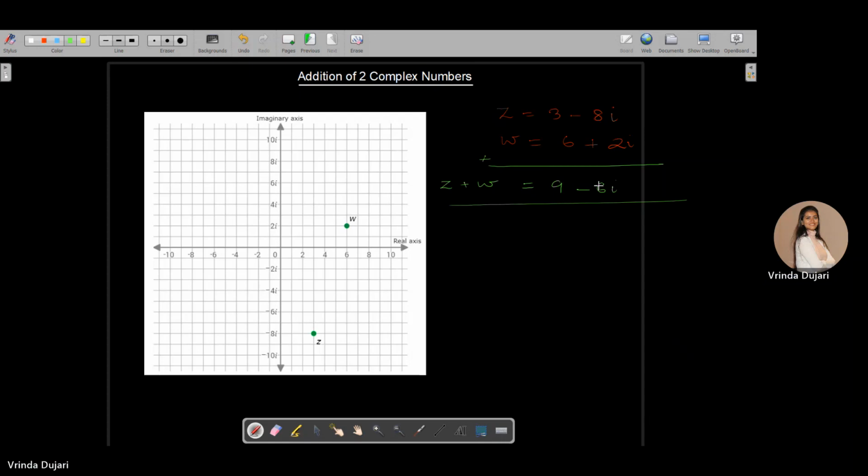But now, if you're not allowed to do it arithmetically and you only have to do it graphically, how do we do that? So there is something called the parallelogram rule of addition. Okay, we will also do it when we do vectors, but we can use it in the case of complex numbers as well. So let me just write it here.